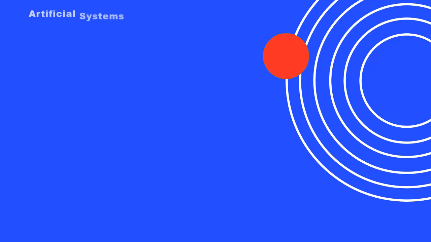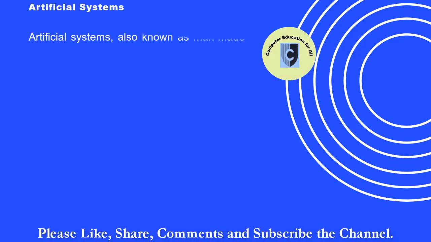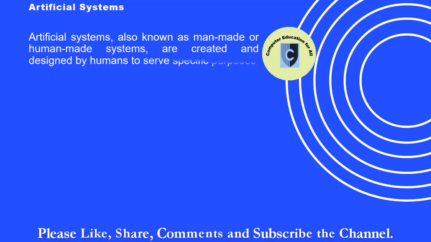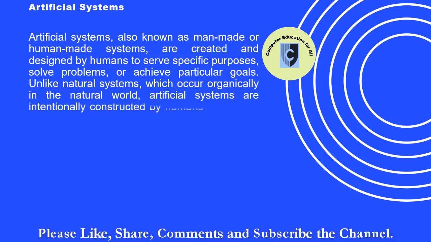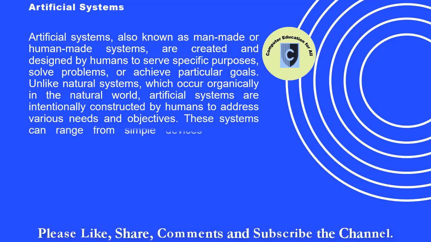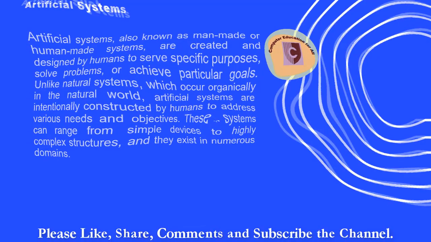Artificial systems. Artificial systems, also known as man-made or human-made systems, are created and designed by humans to serve specific purposes, solve problems, or achieve particular goals. Unlike natural systems, which occur organically in the natural world, artificial systems are intentionally constructed by humans to address various needs and objectives. These systems can range from simple devices to highly complex structures, and they exist in numerous domains.